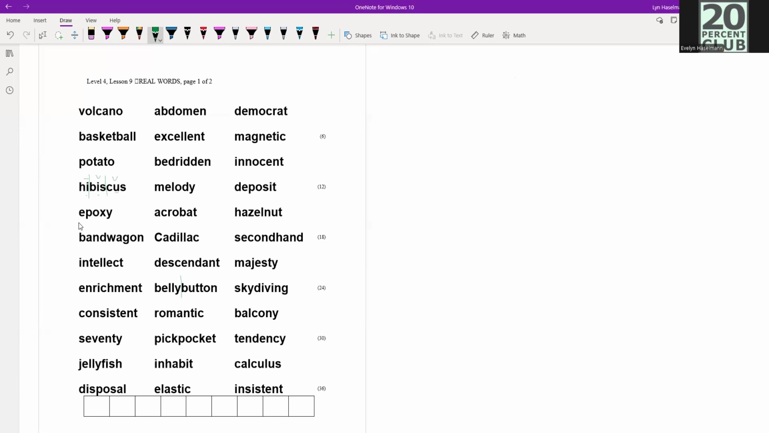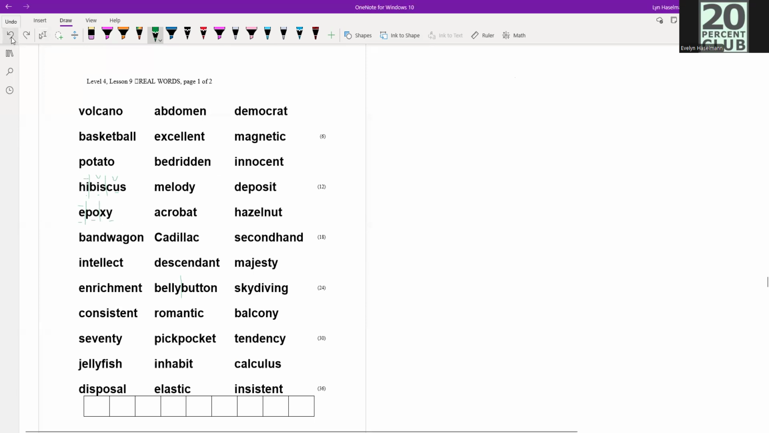Here's another one that trips kids up, epoxy. Okay, so we're going to mark our vowels. 1, 2, 3. We have an E and an O. We push the P to the back. This becomes an open E. We have an O and a Y. We're going to try and push that to the back. Okay, that would become an open O. Now we have epoxy, epoxy. That is not a real word.